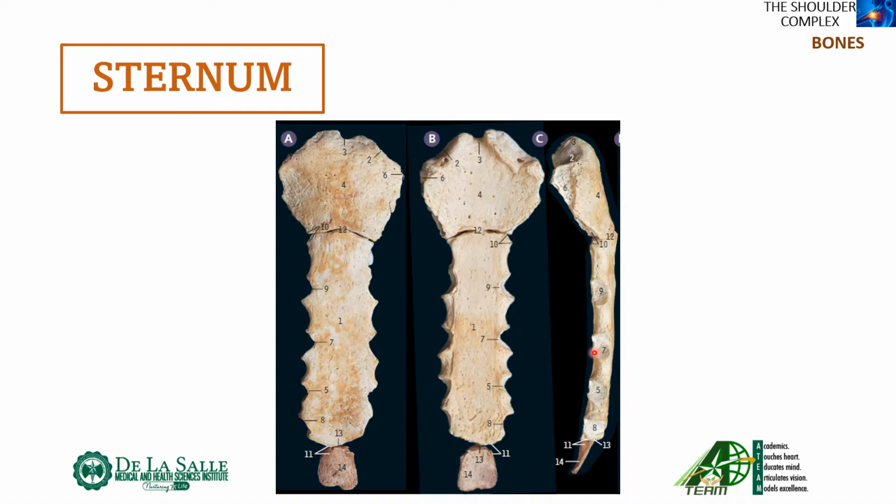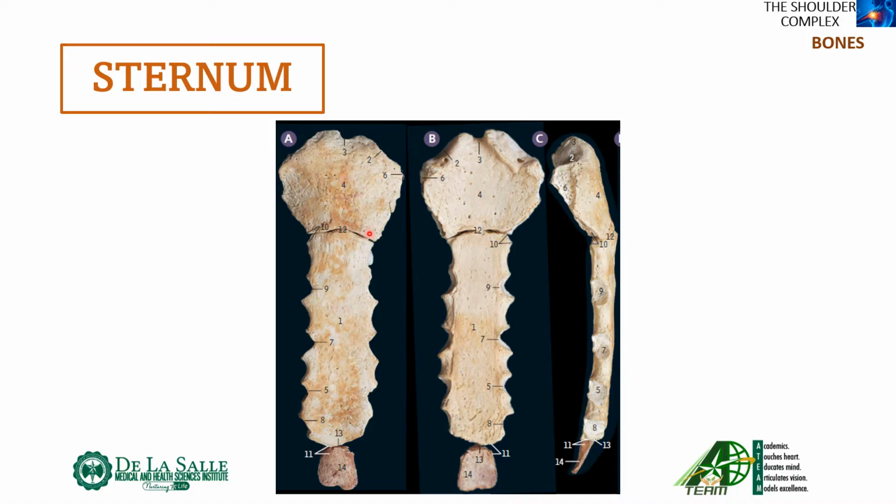Okay, so let's start. This is the anterior view, posterior view, and lateral view of the sternum. So the sternum is actually divided into three parts. We have the manubrium, the body of the sternum, and the xiphoid process. In the manubrium, we have your jugular notch or your sternal notch. Actually, this is palpable, so you may try and palpate it on your body. Next, we have this area, which is the clavicular notch. This is where the clavicle articulates with the sternum to form the sternoclavicular joint.